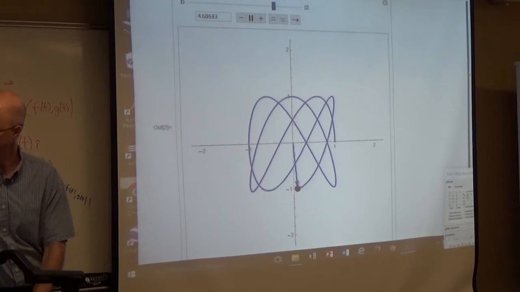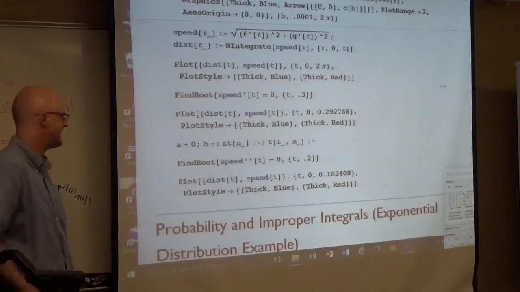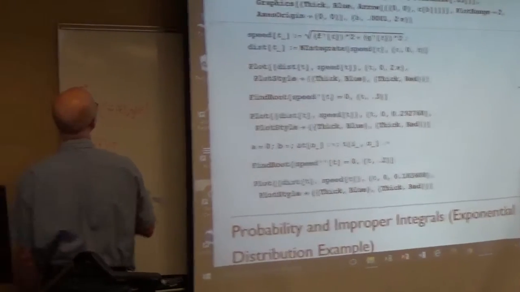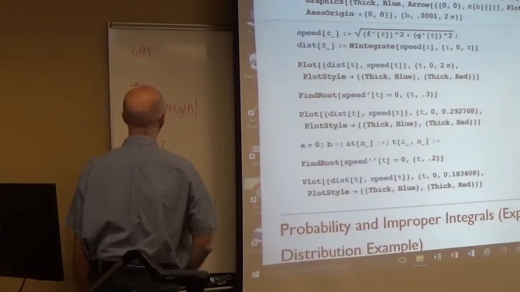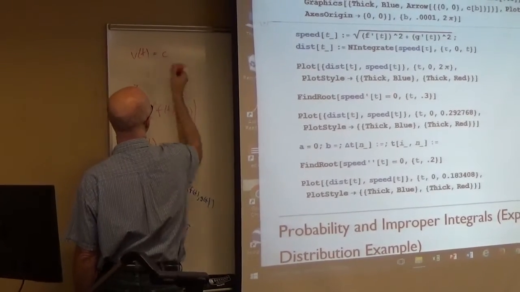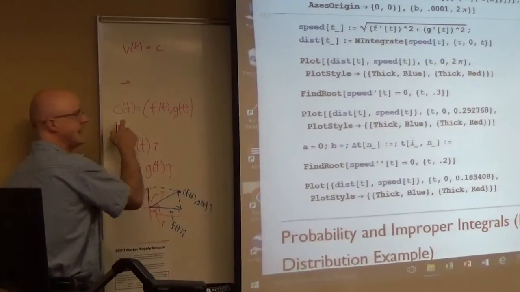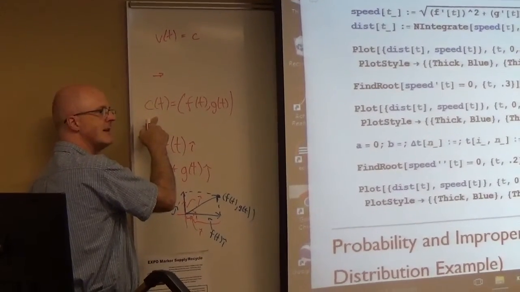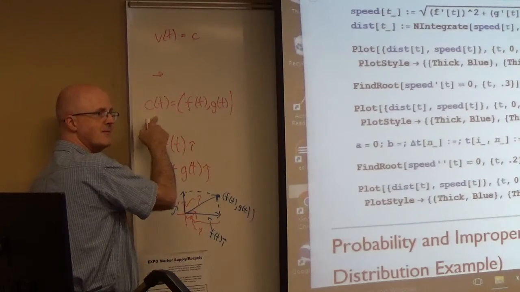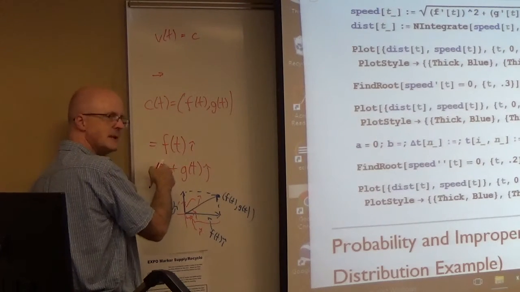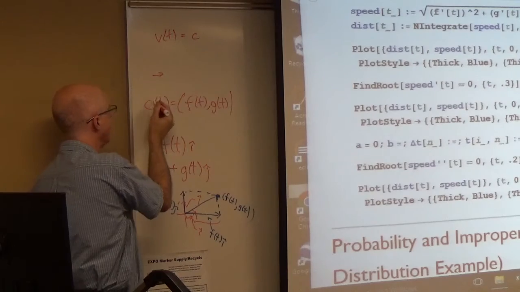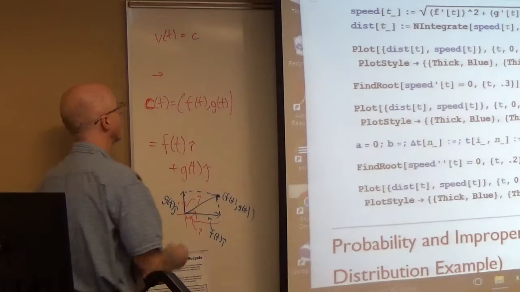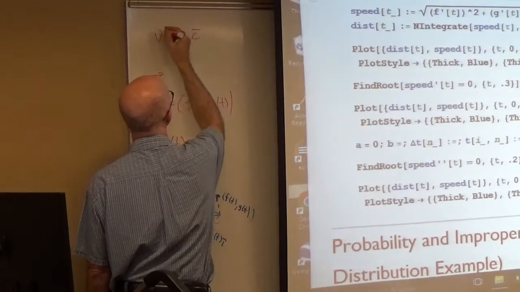The velocity vector v of t is going to be the derivative of the position vector. Again, here I'm thinking of c of t as a point, but I can think of it as a vector. When you think of it as a vector, it's common in books at least to boldface it, or to put little arrows on top of it.